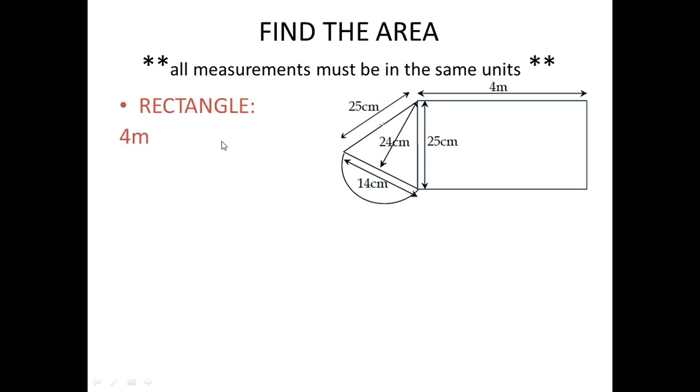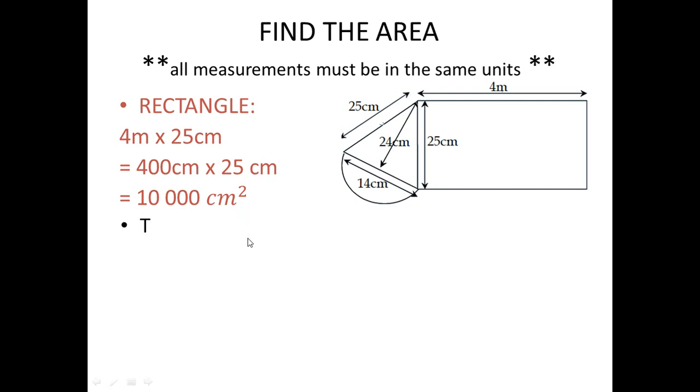So for our rectangle, area would be length times width, 4 meters times 25 centimeters. But I need to convert meters into centimeters, so that is 400 centimeters times 25 centimeters. When I multiply that, that's equal to 10,000 centimeters squared. Now, it's very important to remember the square so that we know we're discussing area.